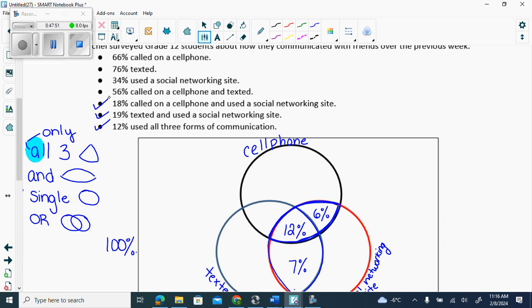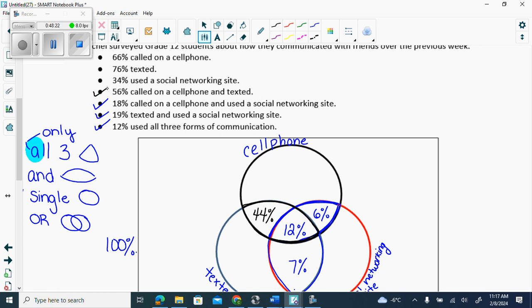Then I have 56 called on a cell phone and texted. So in the called on a cell phone and texted region, this one right here, I need 56. I currently have 12. How many go in this open space? 44%. Do you see why I need to start on that middle? Because that middle already has people who did both. It has them doing something else, I don't really care. Still doing both. Okay? Then I have to go to my singles.